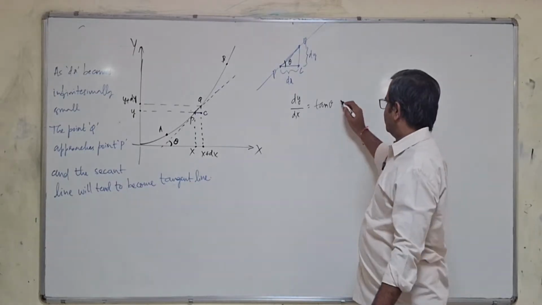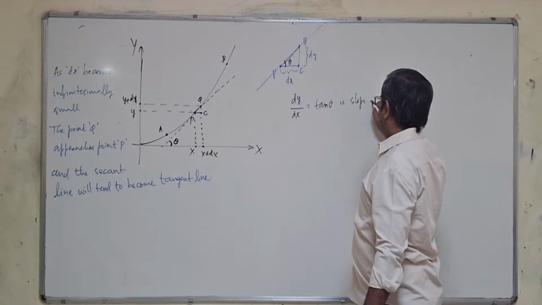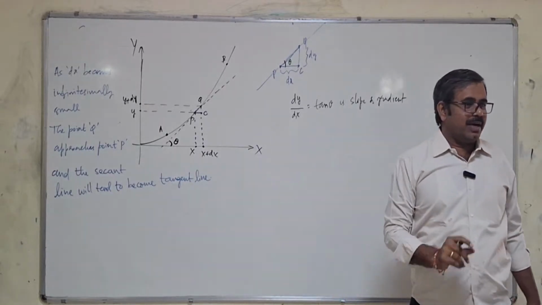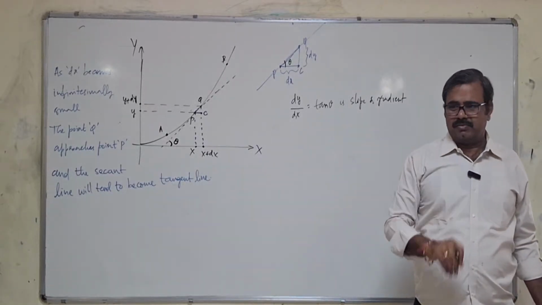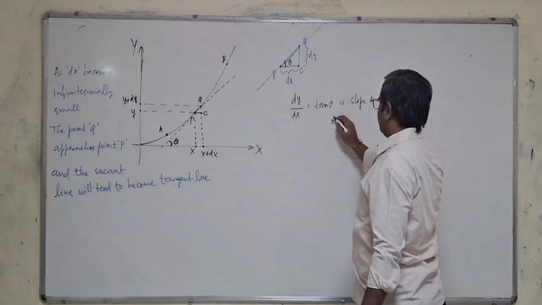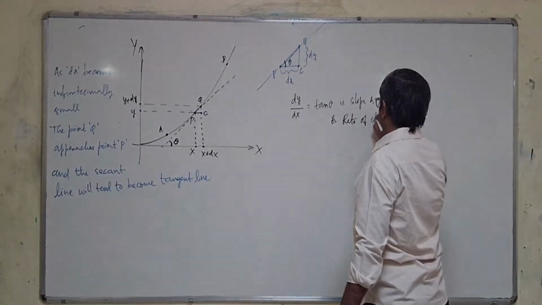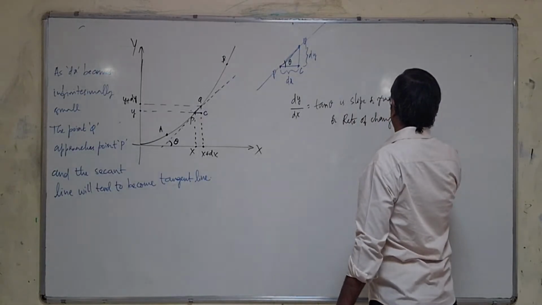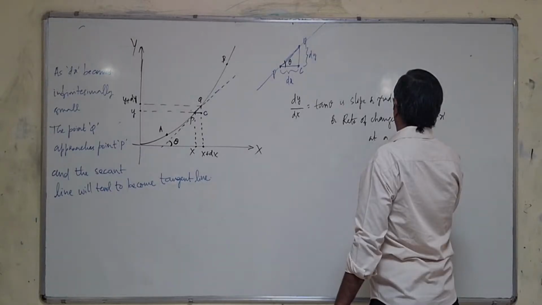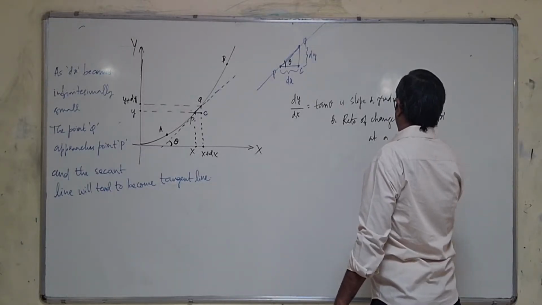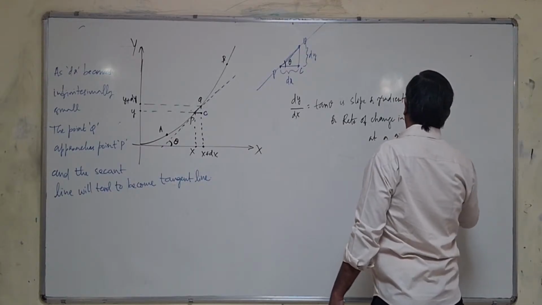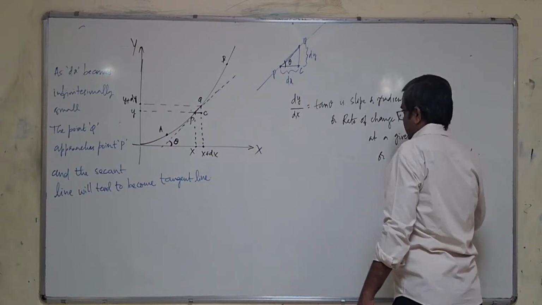Okay. So this is slope or gradient or the rate of change in y with respect to x at one particular point in the graph. Okay. So this is slope or gradient or rate of change in y with respect to x at a given point, or for a given value of x, at one particular value of x, at one particular point in the graph.